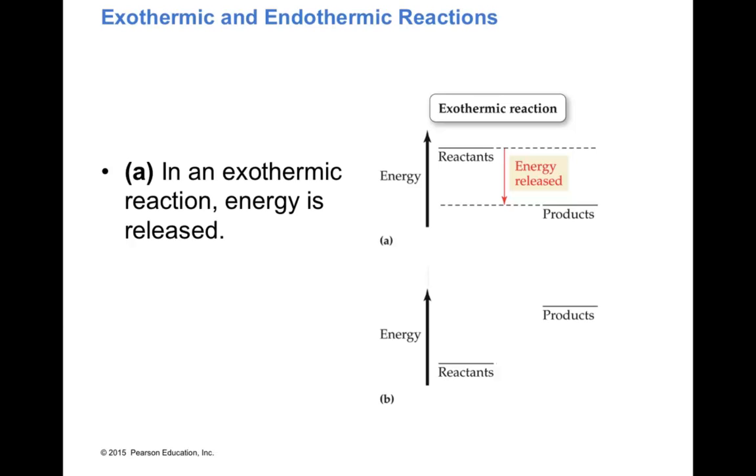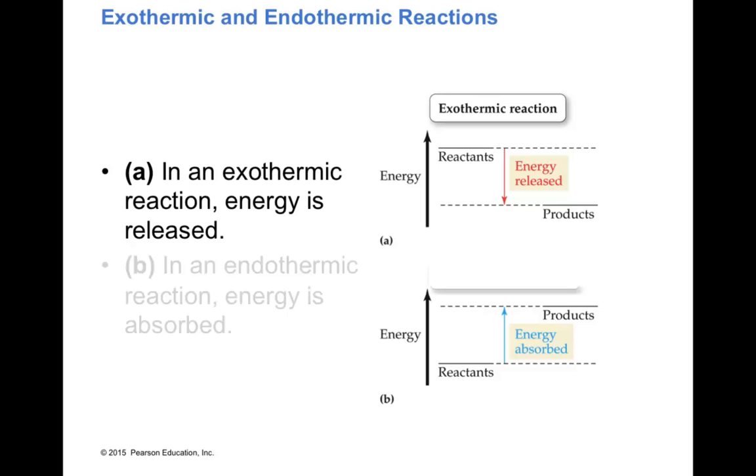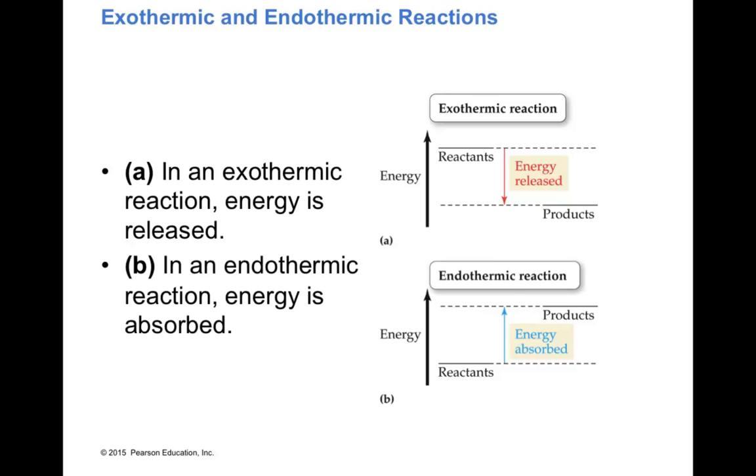Now, let's say that the reactants have this amount of energy and that the products have this amount of energy. Now the products have more energy than the reactants, which means that during the reaction, the reactants absorb that energy, and that's why the products are less stable, because they have more energy than the reactants. This process is known as an endothermic reaction, where energy is absorbed.